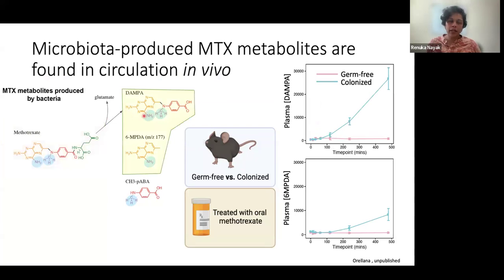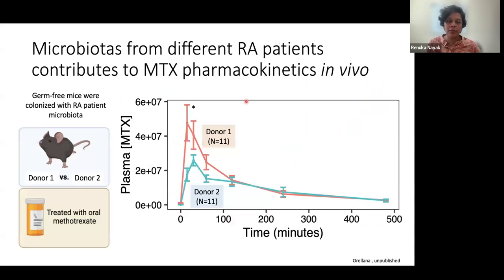And then that was looking at methotrexate. When we looked at these metabolites, we didn't actually have a method yet developed for this metabolite, but when we looked at the metabolites, we saw that they were only seen in the mice that were colonized and not in the mice that were germ-free. And we're looking in the plasma, right? So that means that the methotrexate, this is oral methotrexate, was metabolized by gut bacteria, and the metabolites are entering the circulation. And so that was exciting to see this kind of proof of principle, right?